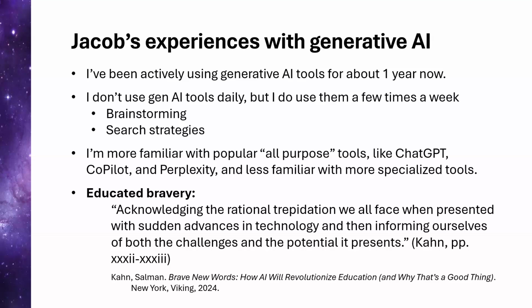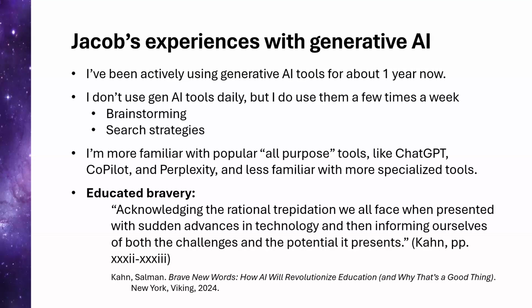So for instance, I'll ask AI tools for recommended search keywords and for suggestions of places or ways to search. I tend to use popular AI tools, or what I'm calling all-purpose tools. So those are things like ChatGPT, Microsoft Copilot, and Perplexity. And I'm not as well versed in the more specialty tools that help you complete more complex or more specific tasks, things like large data analysis or code generation.